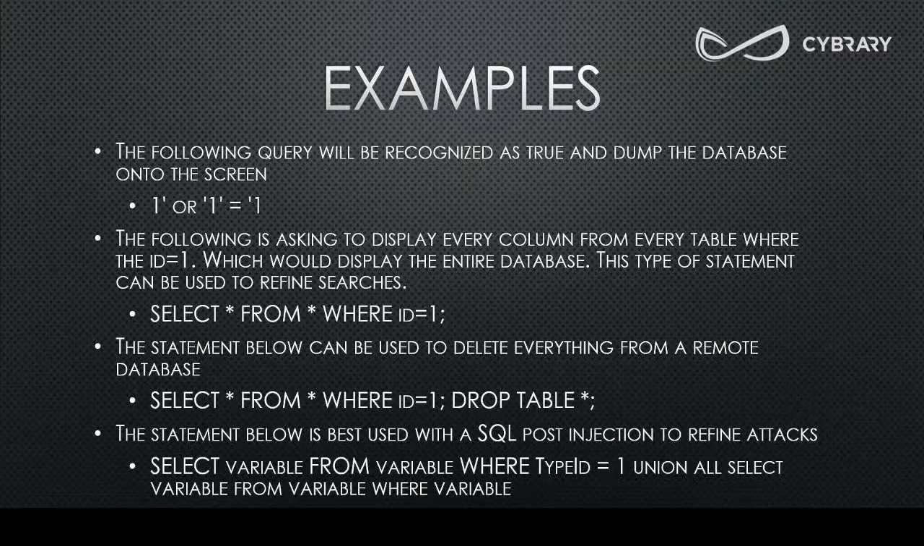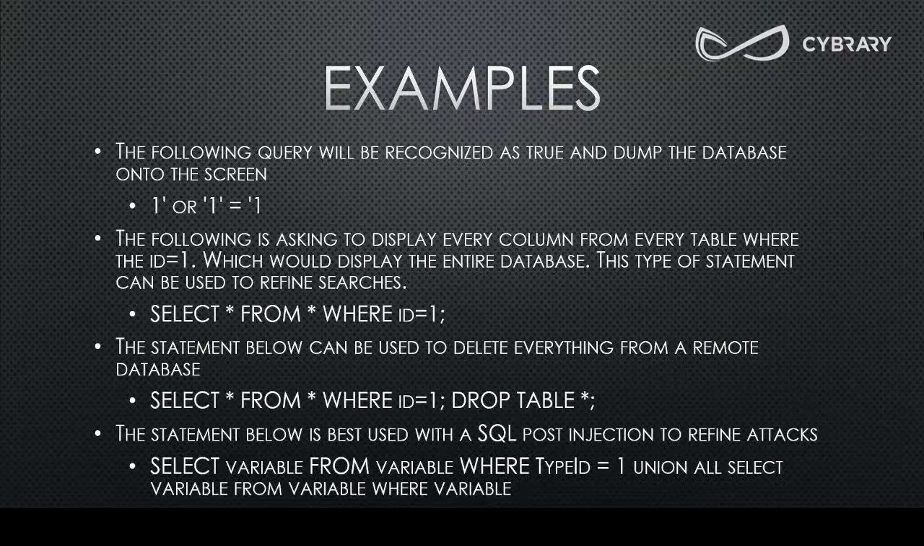Now, those star spots there can be used to refine your searches. So that star represents a variable for everything. So you're saying select everything from everything where ID equals 1. So you could say something like select usernames or users, if you know the table is called users, from customer where ID equals Frank, and you would get a list of everybody named Frank from that database.